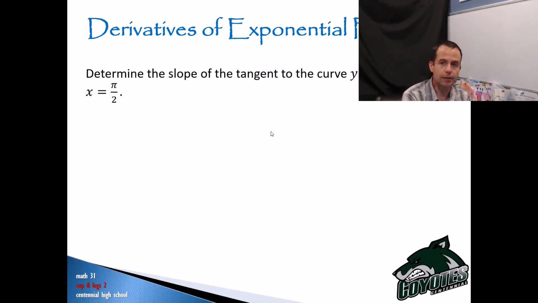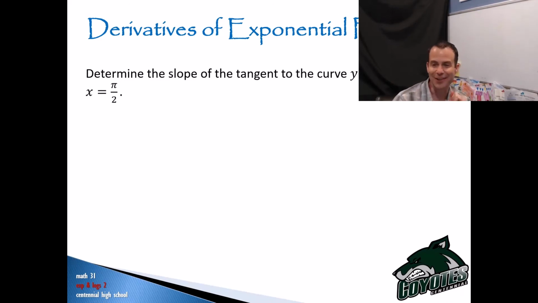Okay. All right, determine the slope of the tangent to the curve y equals e to the sine of 2x when x is pi over 2. Well, the first thing I got to do is take the derivative. The derivative of e to the something is e to the something times the derivative of my something, right? The derivative of the inside function. Now, the inside function is sine 2x. The derivative of sine 2x would be cos 2x times the derivative of that inside function. That inside function is 2x, so the derivative of that is 2.